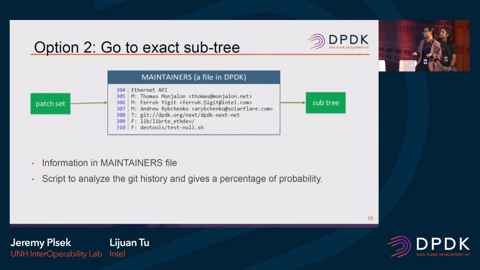But this has difficulties along the way. As you know, a patch set has several patches, and for every patch, the mapping information may point to different trees. So we need to analyze the history and give a percentage of probability. And this is another problem: a probability doesn't make sure of the tree. It may be just a percentage. So this is another problem.